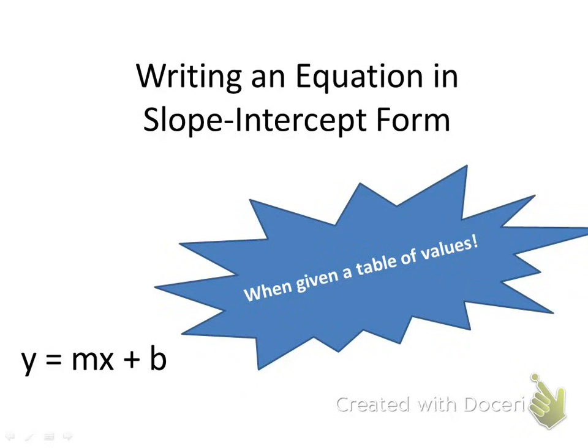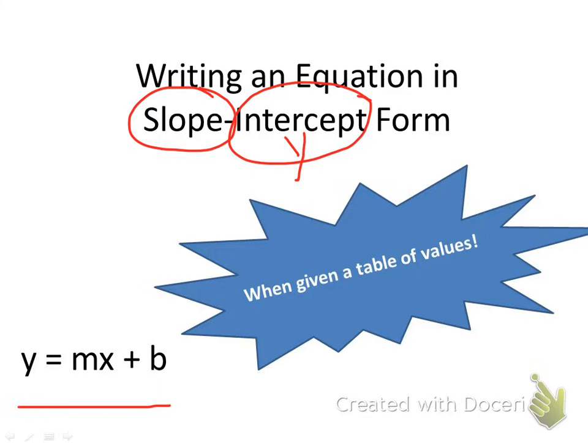Today, we're going to be writing an equation in slope-intercept form when given a table of values. Slope represents the steepness or rate of change of our line. Intercept represents the y-intercept. That tells me where the graph is going to cross the y-axis. Slope-intercept form is represented by the formula y equals mx plus b. We will need to find both the slope and the y-intercept in order to write an equation in this form.